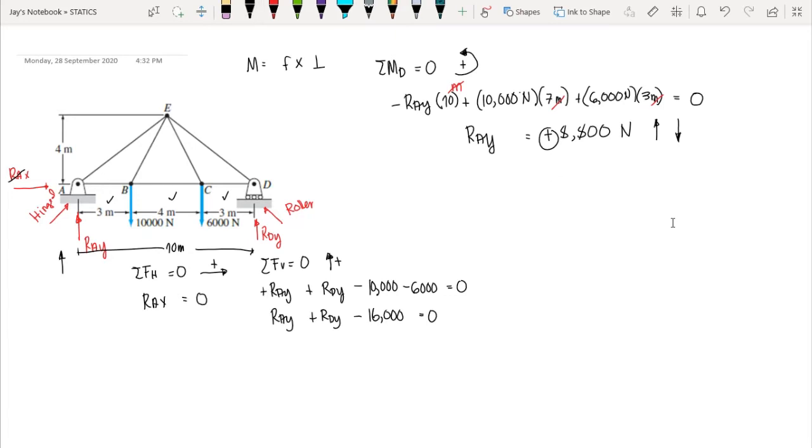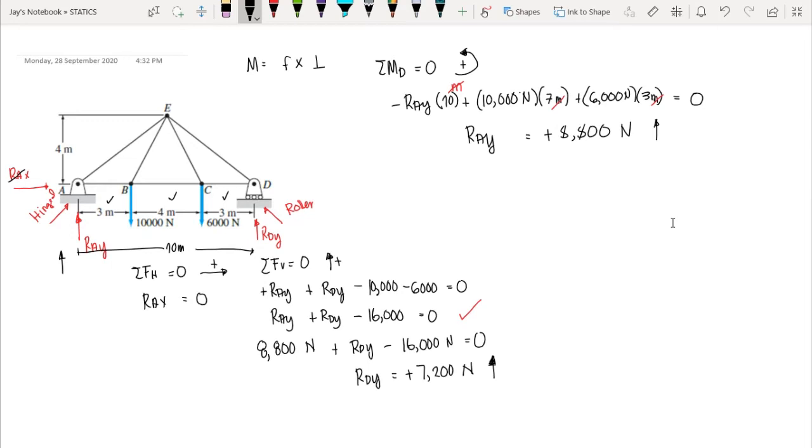But in this case, we already have the correct assumption, which is upward. So as is, that's positive. So we have the value of RAY now. We can use this equation here. We have 8,800 Newton, that's the value of RAY, plus the unknown RDY minus 16,000 Newton is equal to 0. So we have RDY here, which is equal to 7,200 Newton. And this is positive, so therefore our assumption that RDY is correct.